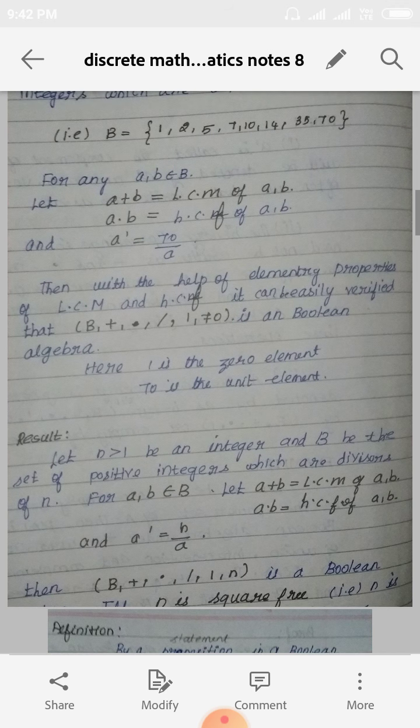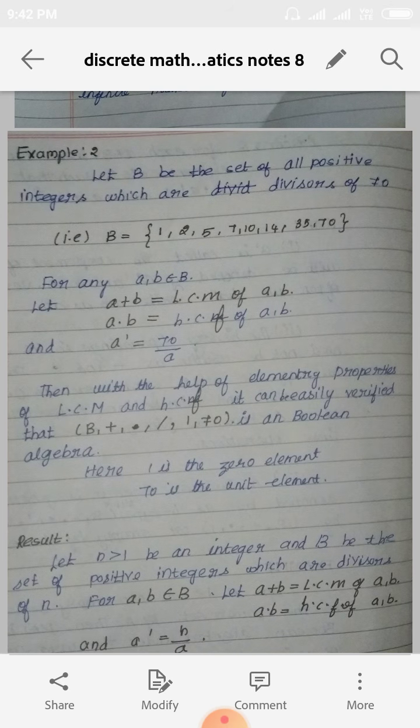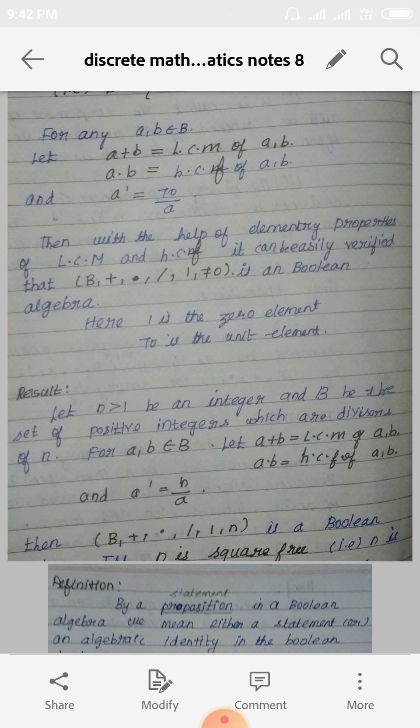For a, b belongs to B, let a plus b be equal to LCM of a comma b, and a dot b be equal to HCF of a comma b, and a dash is nothing but n by a. So this is called the result: B, plus, dot, negation, that is divisor of n, is a Boolean algebra. And see the example for this result.